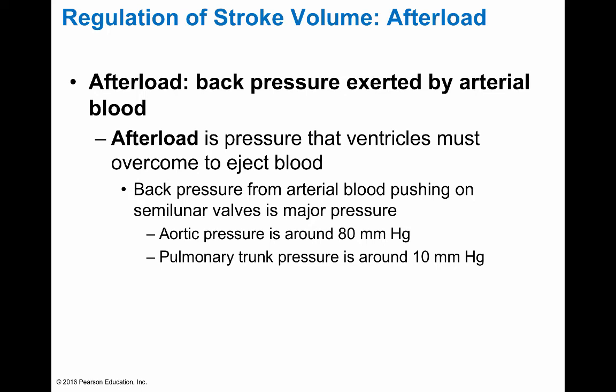The other way of regulating stroke volume is afterload, which is the back pressure exerted by arterial blood. Afterload is the pressure that the ventricles must overcome to actually eject blood. There's back pressure from arterial blood pushing on the semilunar valves, and it's a major pressure. The aortic pressure is about 80 millimeters of mercury, and pulmonary trunk pressure is around 10. There's a large pressure for the aorta because it is feeding the systemic circuit, pushing blood to the entire body, whereas the pulmonary trunk pressure is only 10. It's a much smaller system.